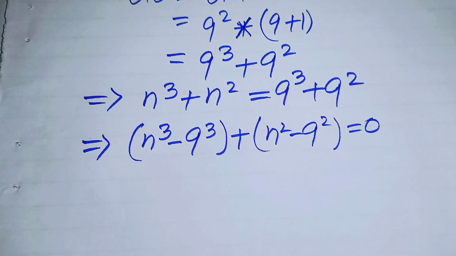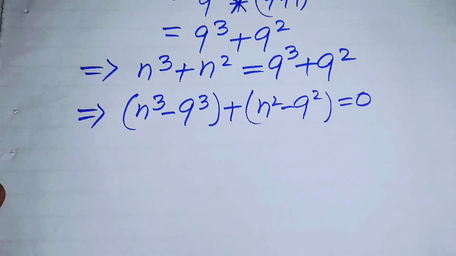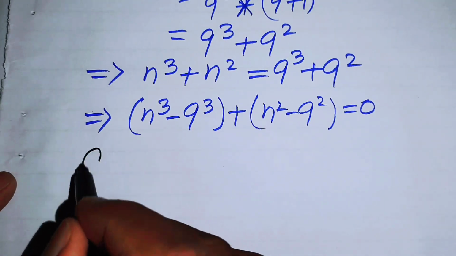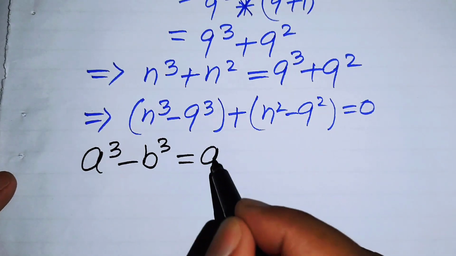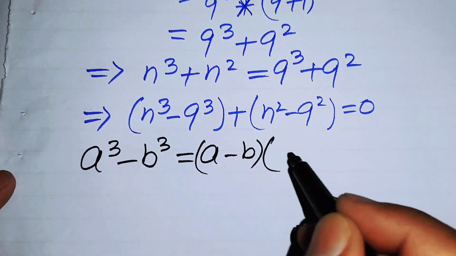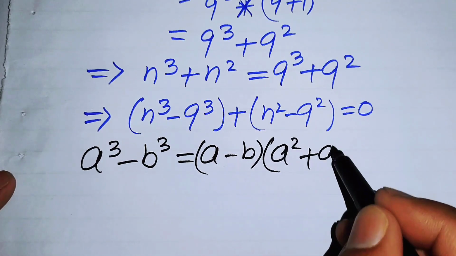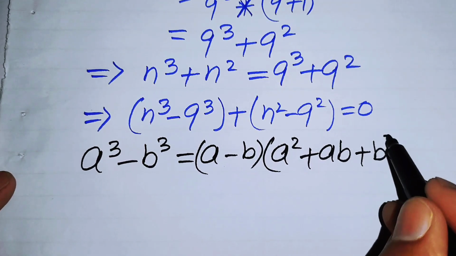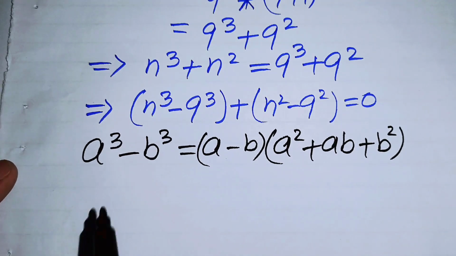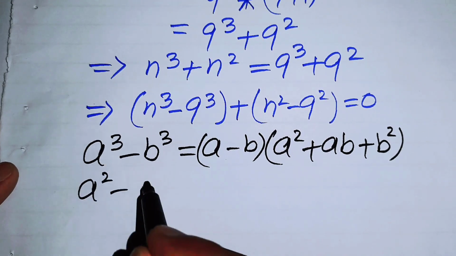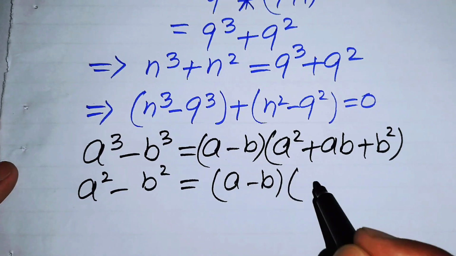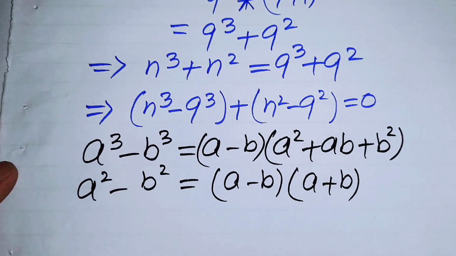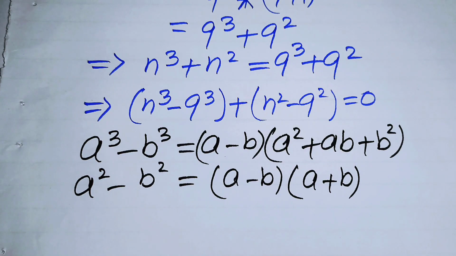And after that we will use the nice cubic and square formulas. You know about the cubic formula: a cubed minus b cubed is equal to a minus b times a squared plus ab plus b squared. Similarly, we will apply another formula, which is a squared minus b squared is equal to a minus b times a plus b. So here we use these two formulas.